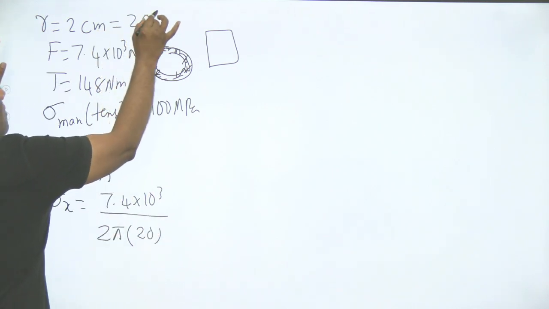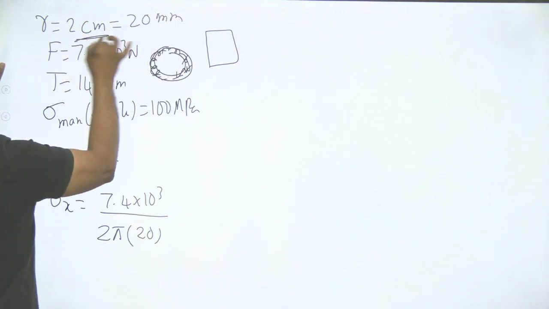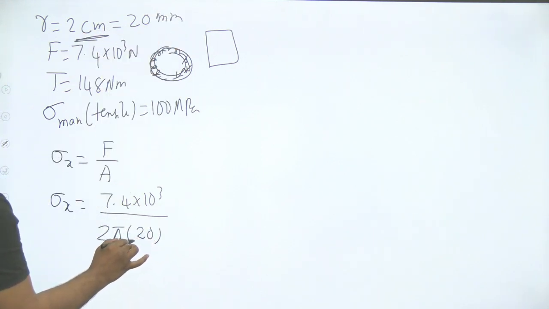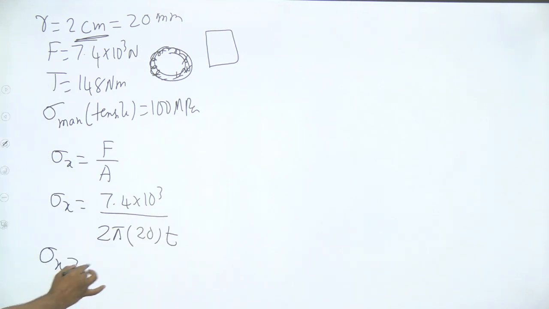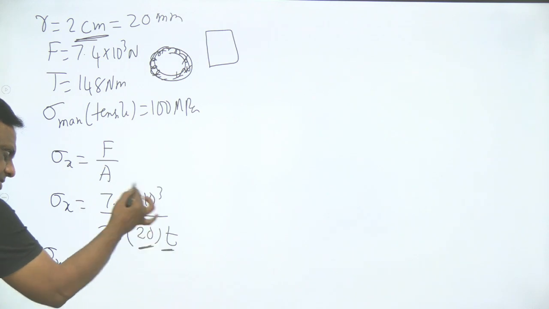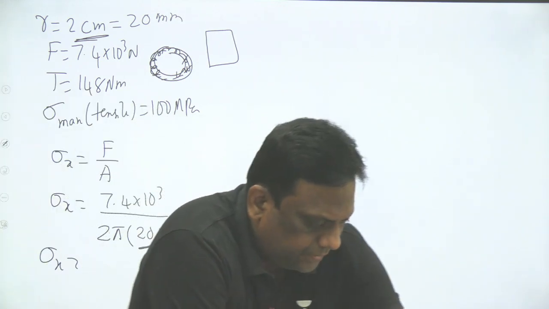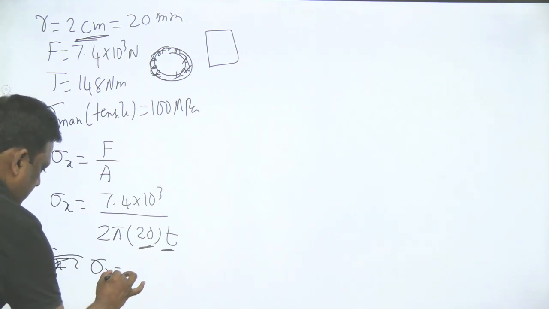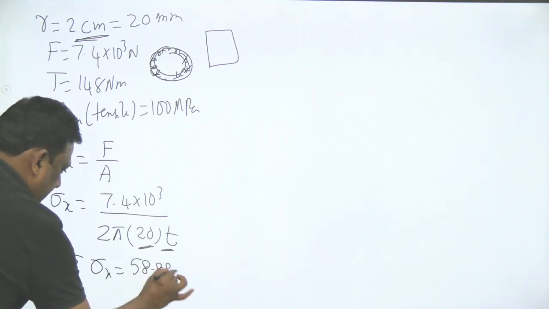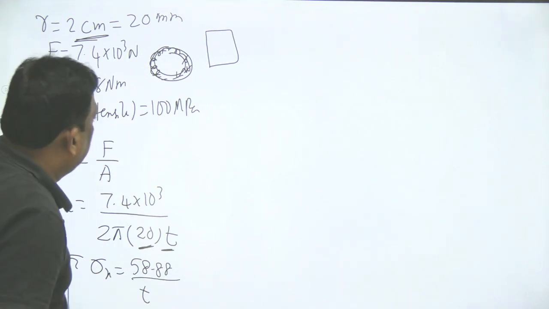We'll convert everything into mm. 2 centimeter is 20 mm, and the thickness is the value to be calculated. Let me take this in mm. This is also in mm, so the stress is in Newton per mm square. So 7.4 into 10 power 3 by 2 pi into 20 into t, and this gives sigma x is equal to 58.88 by t.